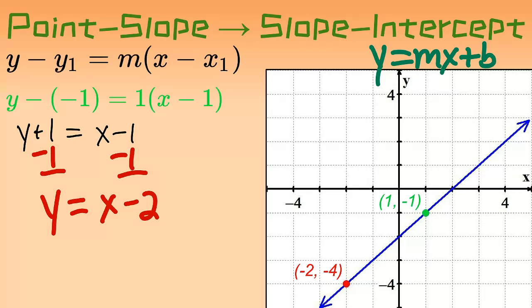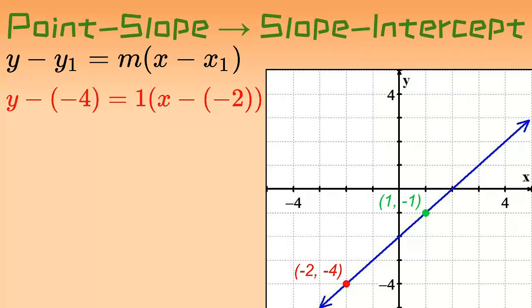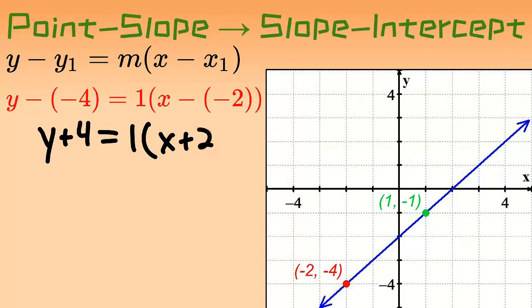All right. So now we're going to use this other point, and we plugged in the negative 4 for y1, and we plugged in negative 2 for x1. So now we're going to rewrite that as y plus 4 is equal to 1 times the quantity x plus 2. And again, I can get rid of those like that and do y plus 4 is equal to x plus 2.